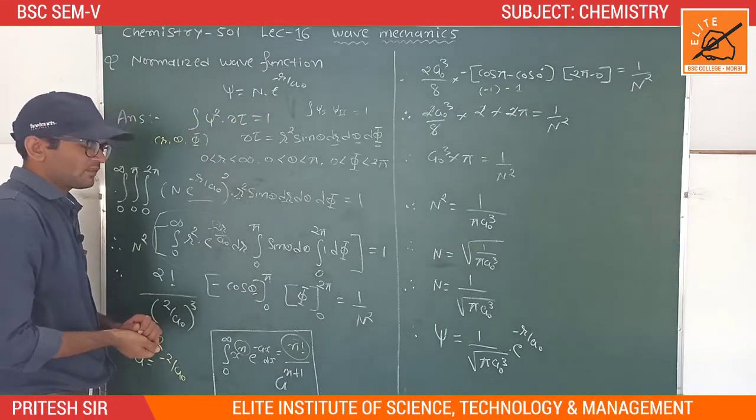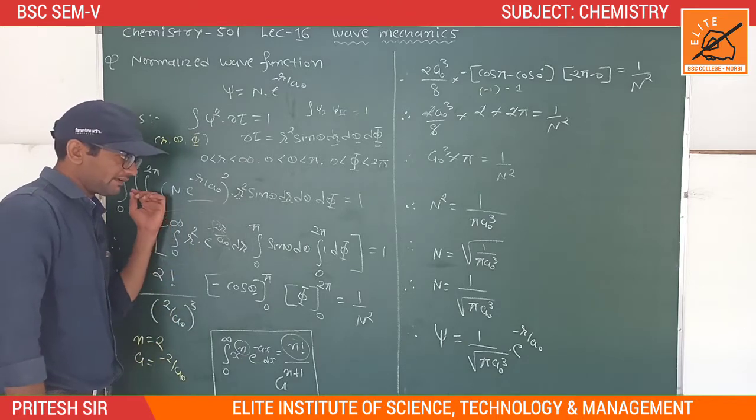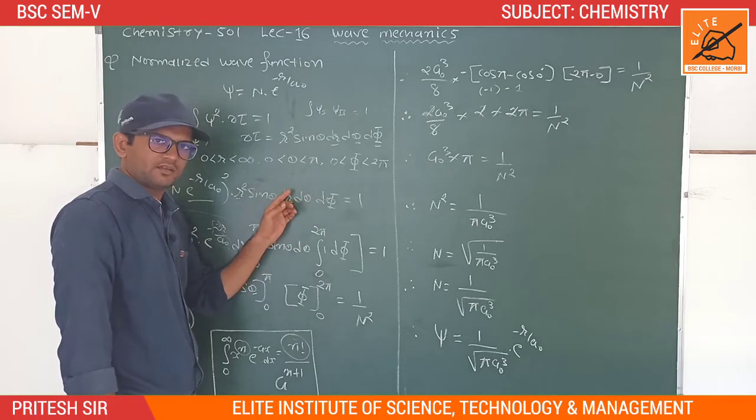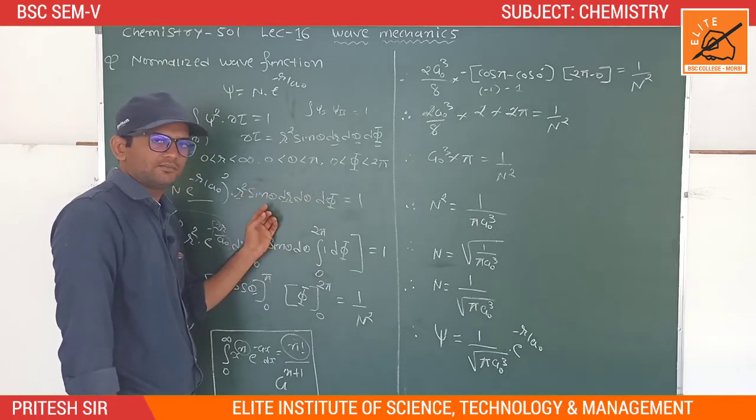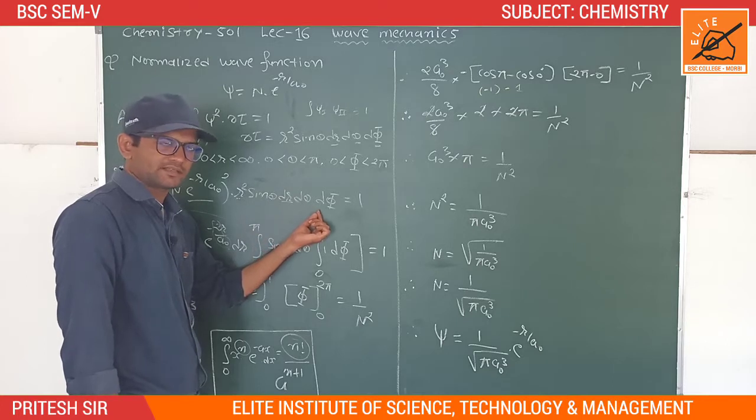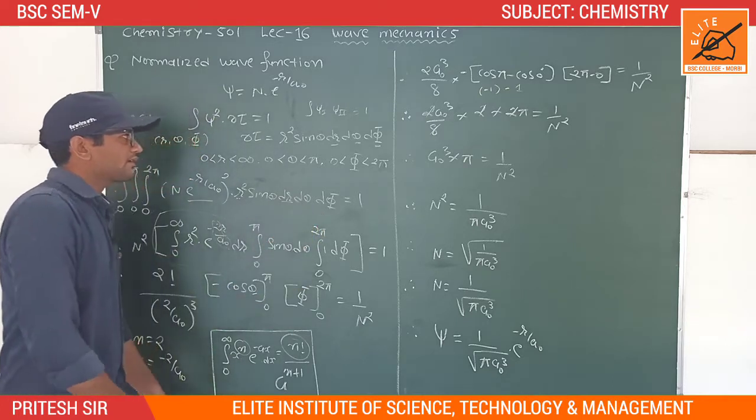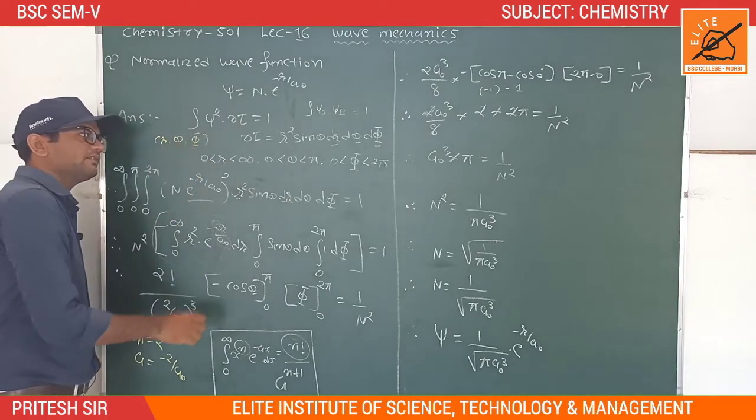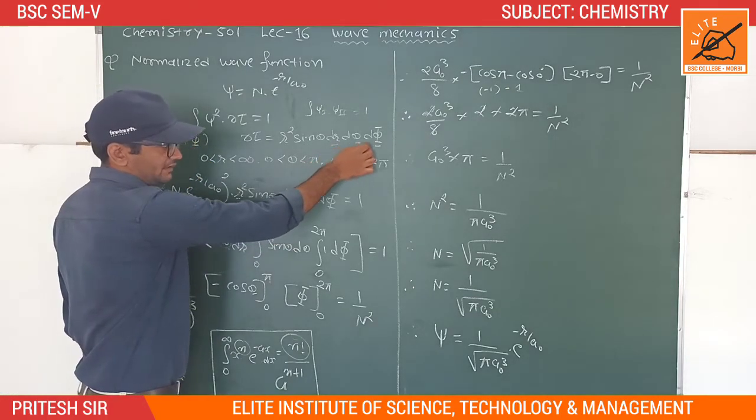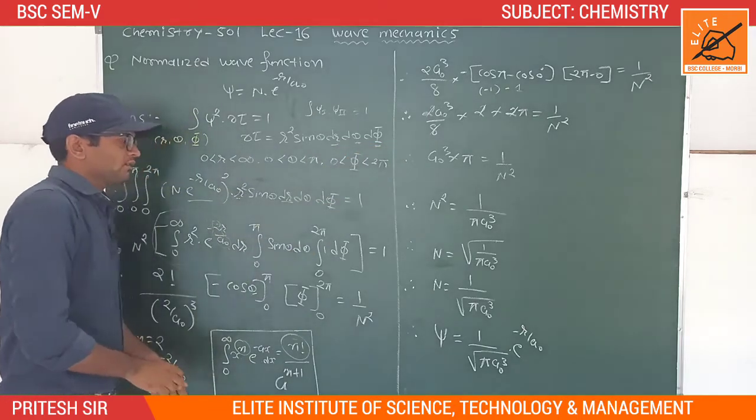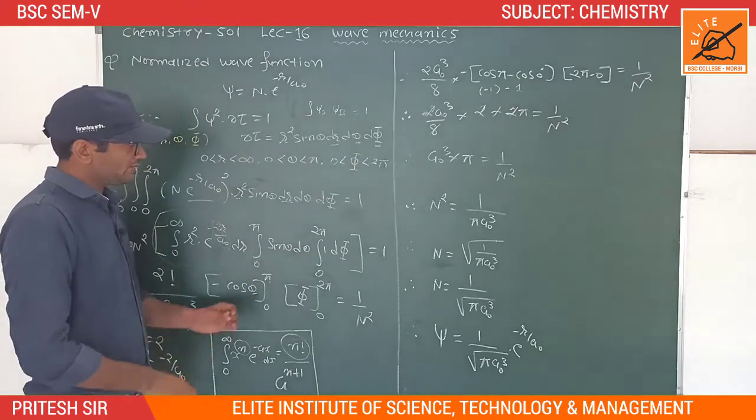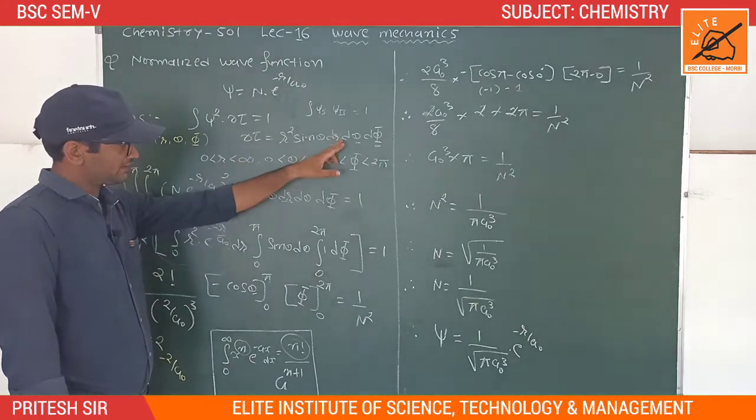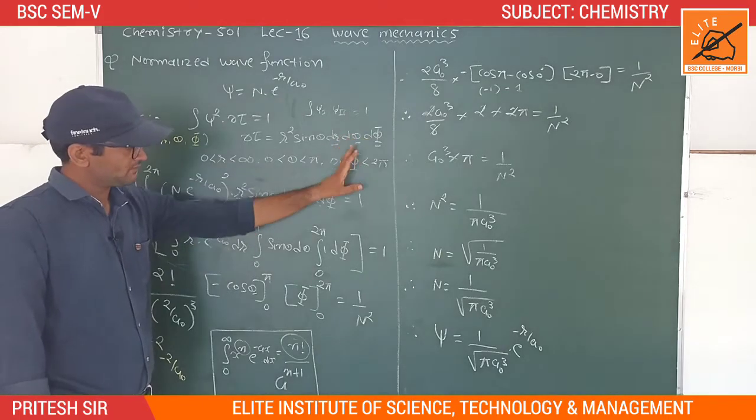Volume element means, for a one dimensional box, our particle is moving only in the x direction, so the volume element will become dx. In 3 dimensions the volume element will become dx into dy into dz. But in polar coordinates there are 3 variables r, theta and phi. So the volume element will become r square sin theta dr d theta and d phi. And what is the limit of r? R lies between 0 to infinity. For theta 0 to pi and for phi 0 to 2 pi.